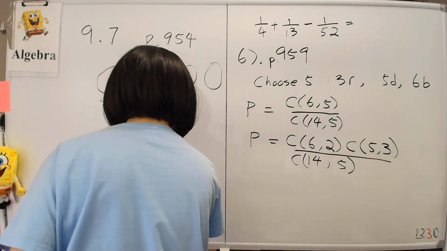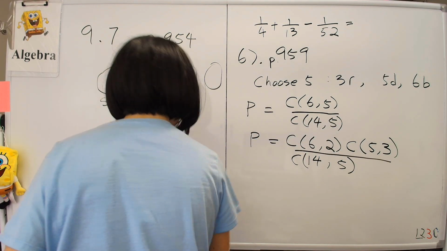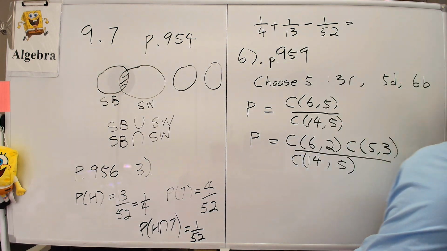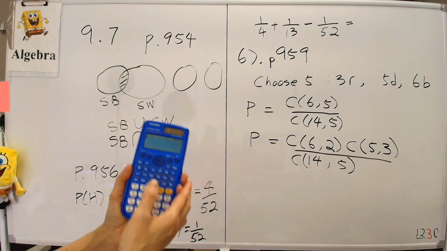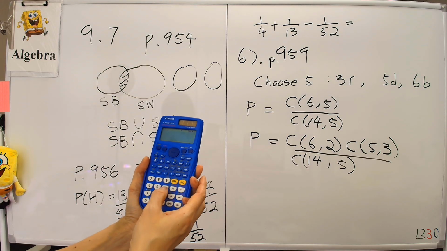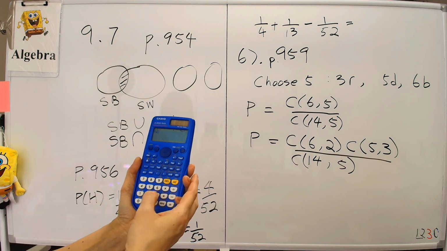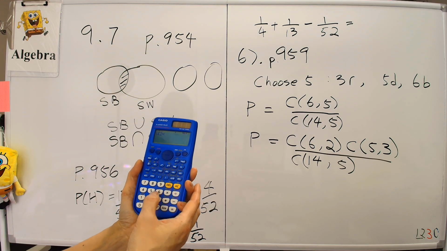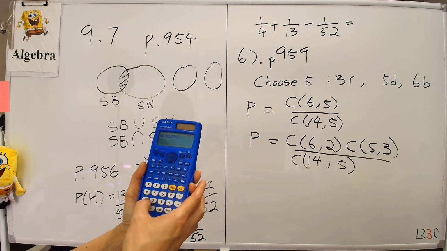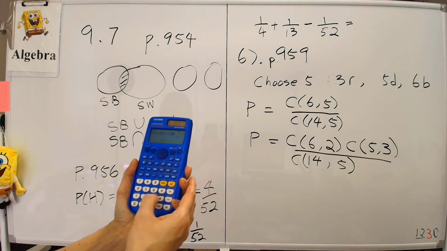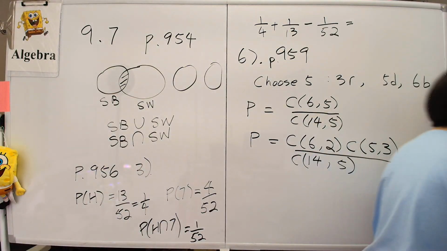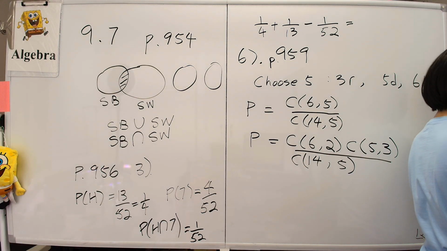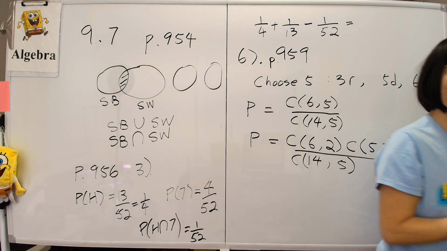Okay, so that's better. We're doing the 2 bears, 3 dogs trick. Try again. We are going to choose 6 choose 2, times 5 choose 3, and then divided by 14 choose 5. That's 75 over 1001. Okay, that's correct. So far so good.